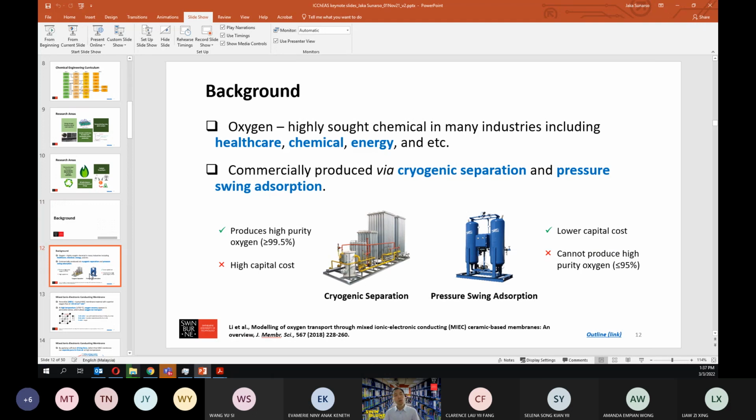So before we talk about this type of membrane, we're going to go a little bit into the background. So oxygen, you know oxygen, right? Oxygen is 21% in the air. So it's actually a highly sought chemical in many industries, including healthcare, chemical, energy, and so on. The way that oxygen is produced is normally through cryogenic separation or pressure swing adsorption.